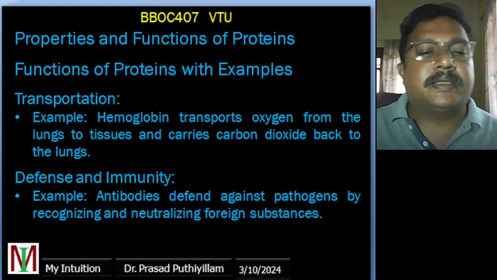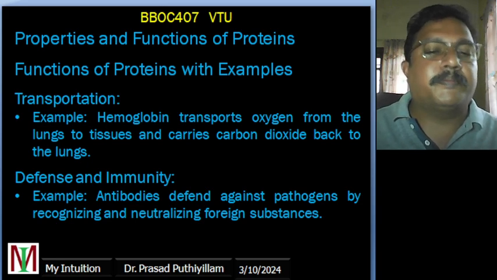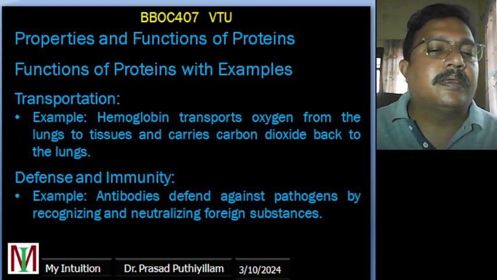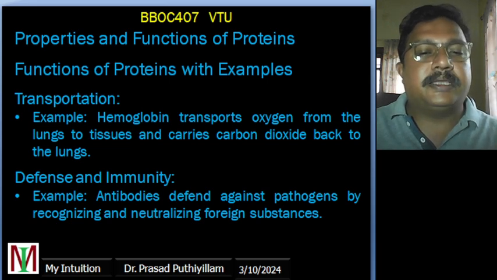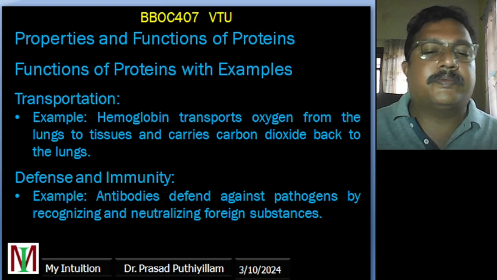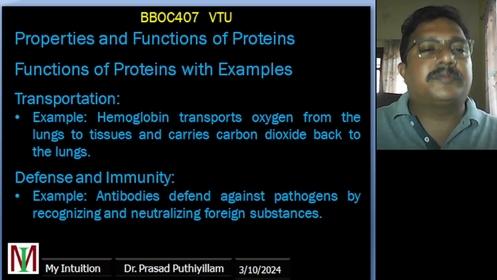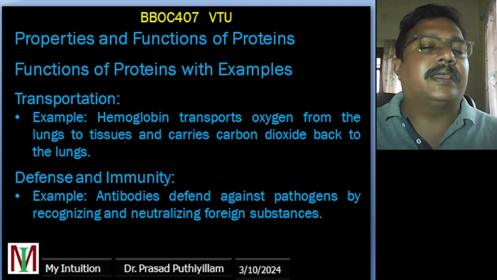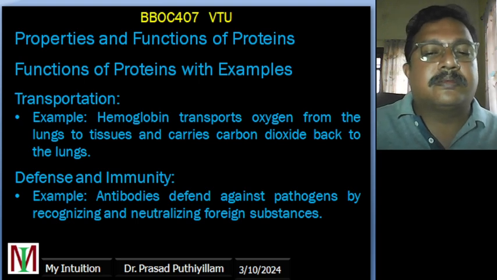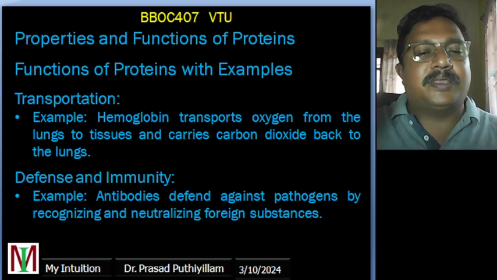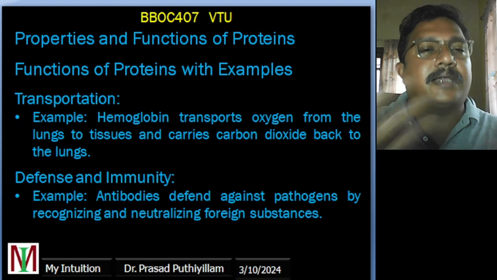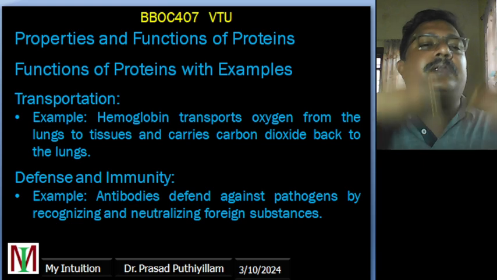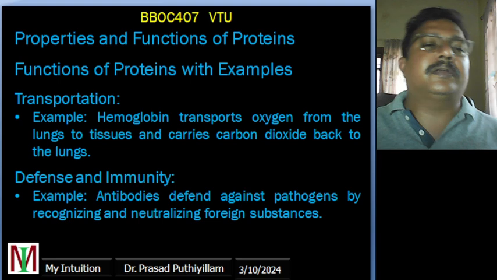One example is hemoglobin, a protein found in the red blood cells. Hemoglobin carries oxygen from our lungs and gives it to all the tissue cells, and that is used for energy production. On the return trip to the lungs, it carries carbon dioxide, which is a waste product. It comes together to the lungs, and when we exhale, the carbon dioxide goes out.